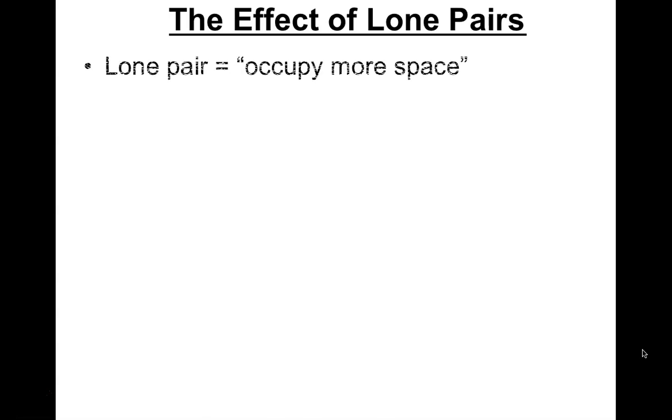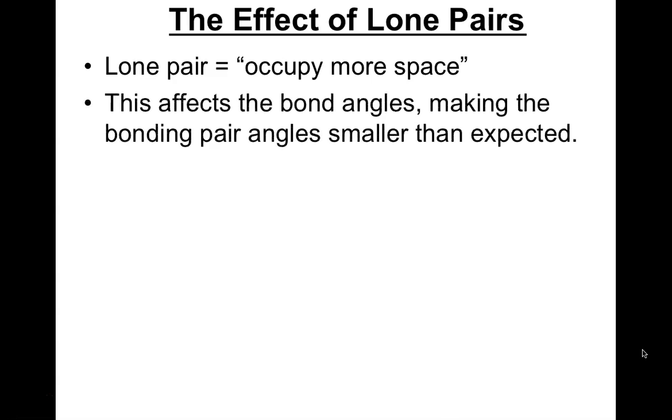So the effect of lone pairs, and this is where VSEPR plays a role. A lone pair of electrons actually occupies more space than a bonded pair. If they take up more space, there's going to be more repulsion with a lone pair. Because of this more space, it's going to affect bond angles. It's going to change the shape.